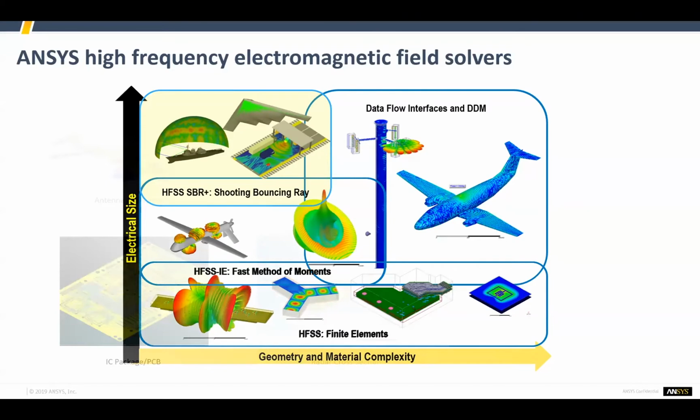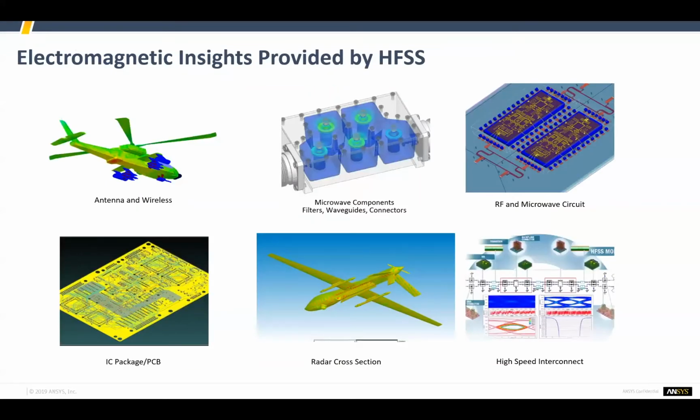So HFSS as a tool provides us electromagnetic insight into really any type of structure that uses electric fields or current, voltages, etc. So it doesn't matter whether we use HFSS for antenna and wireless applications, for microwave components, RF microwave circuitry, integrated circuits or packages, right, or cross sections, or even high-speed interconnect, right? The same tool, HFSS, is used for all of these applications. And that makes it an excellent tool for any organization that deals in multiple different types of design challenges.